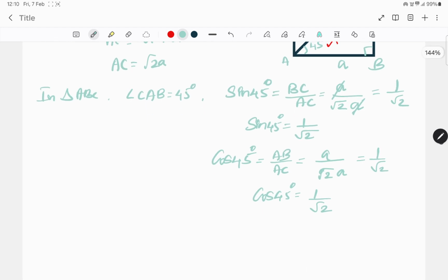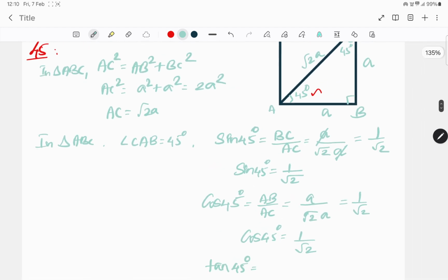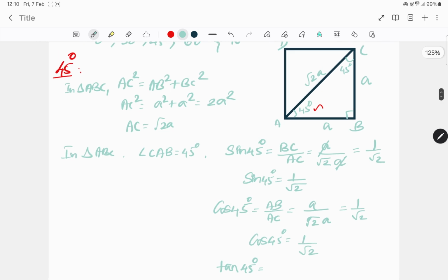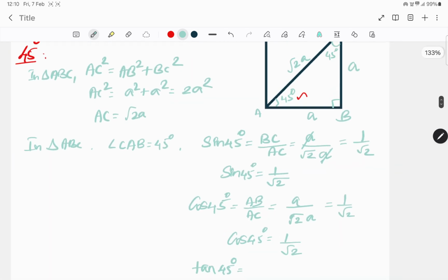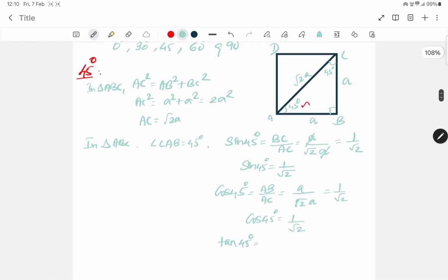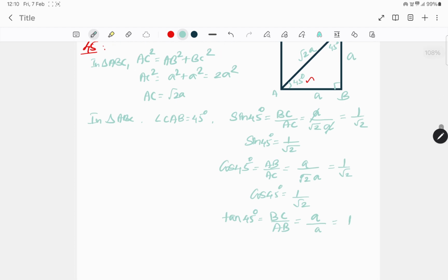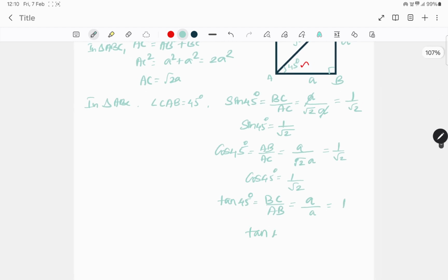Now we will find tan 45 degree. What's the formula of tan? It's opposite side by adjacent side, that is BC by AB. What is BC here? A. Then adjacent side AB is also A. Then they get cancelled. Then we have found that tan 45 degree equals 1.